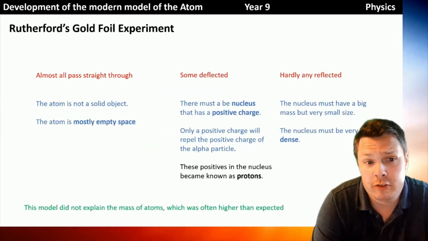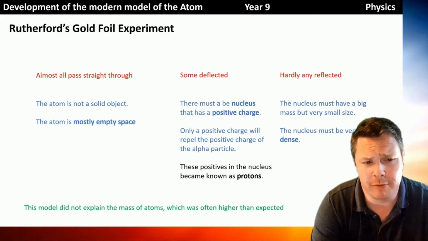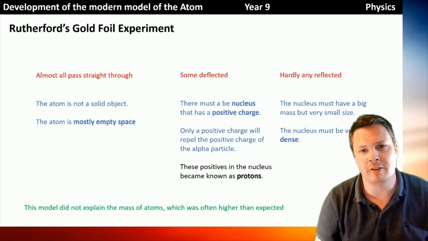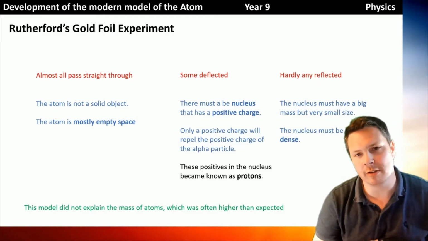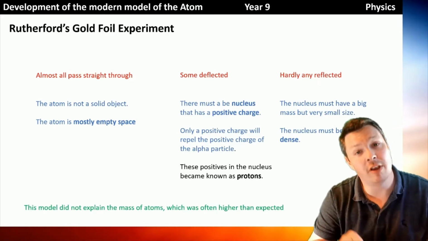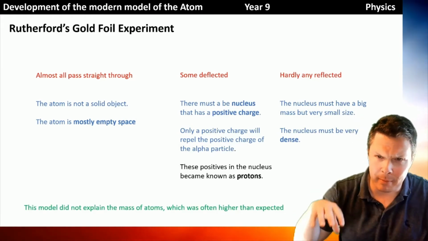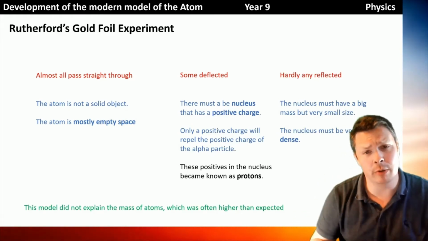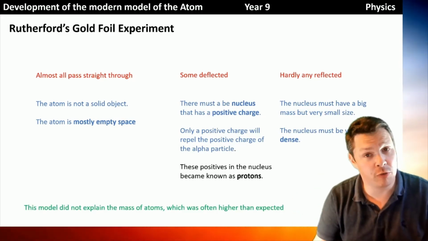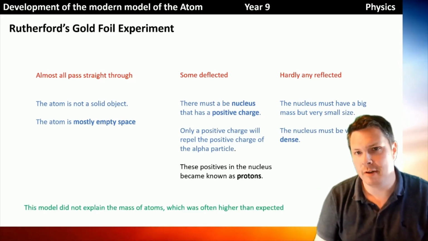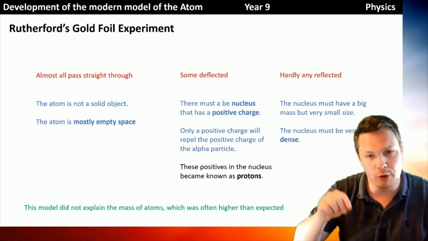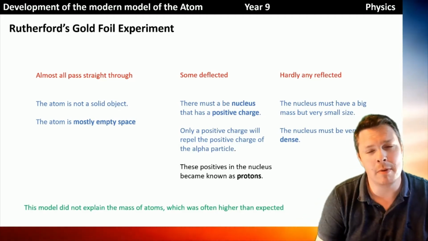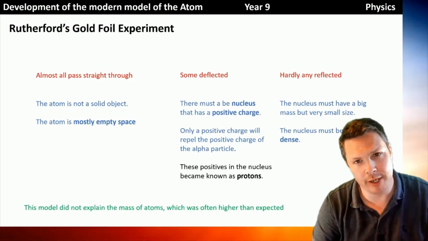Okay, so some passed straight through. That suggested to Rutherford that the atom isn't solid, and that most of it is completely empty space, which links in with last week's learning. He noticed that some were deflected, and that must mean there would be a positive nucleus, because surely only a positive nucleus would deflect or push away or repel a positive alpha particle. These positives in the nucleus, of course, eventually became known as protons, which you knew already, but this is an explanation of how we know they're there.